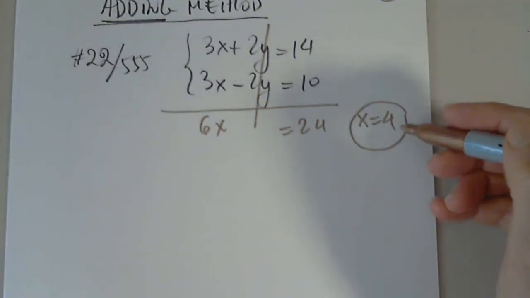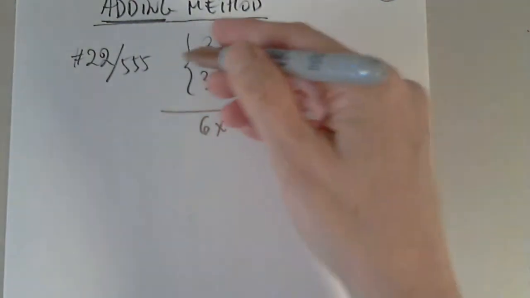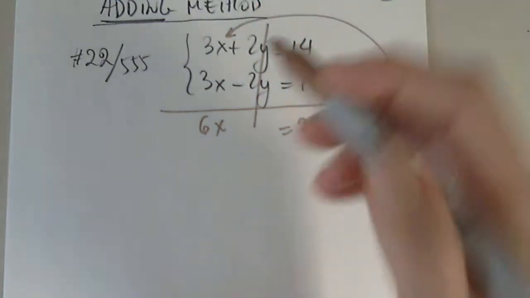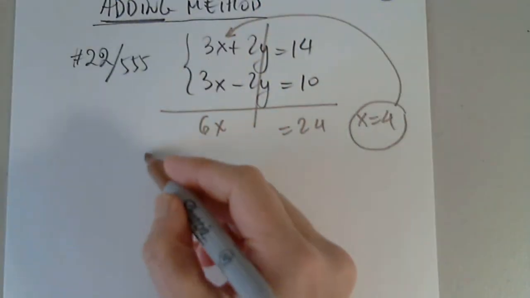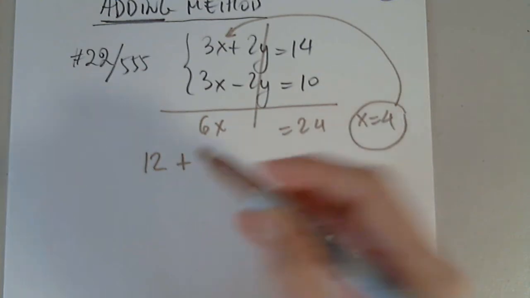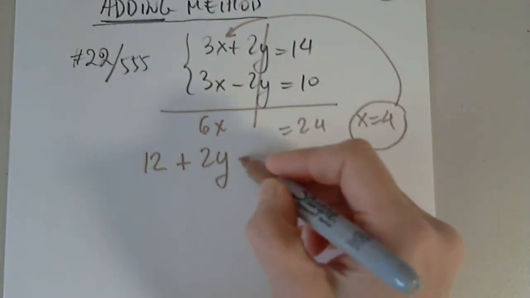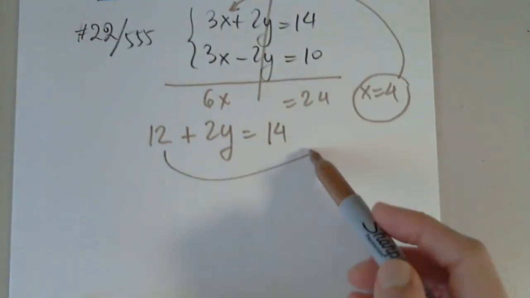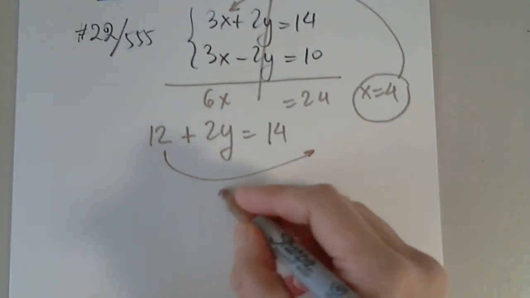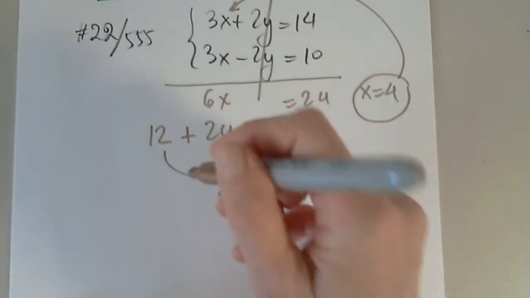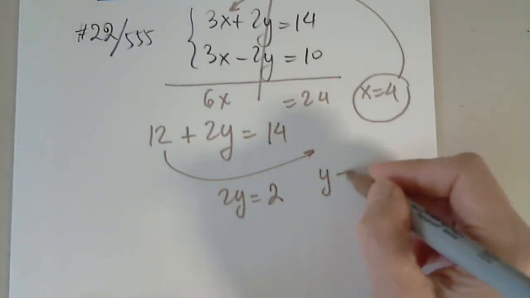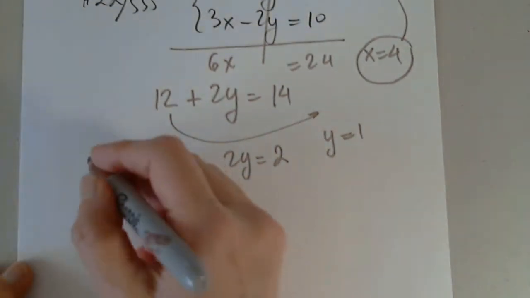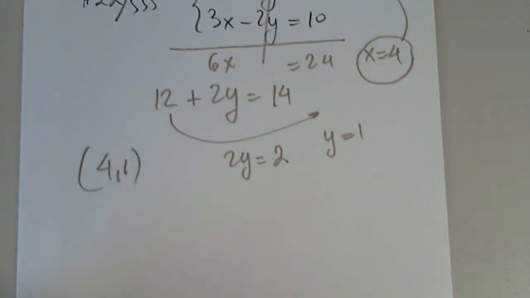Now, all I have to do is replace x by 4 in either one. It doesn't matter. So if I replace it in the first one, then I have 3 times 4, which is 12, and then plus 2y equals 14. I know how to solve this. I move 12, it becomes negative. So 2y equals 14 minus 12, which is 2. So then y is 1. It appears that the solution is (4, 1).